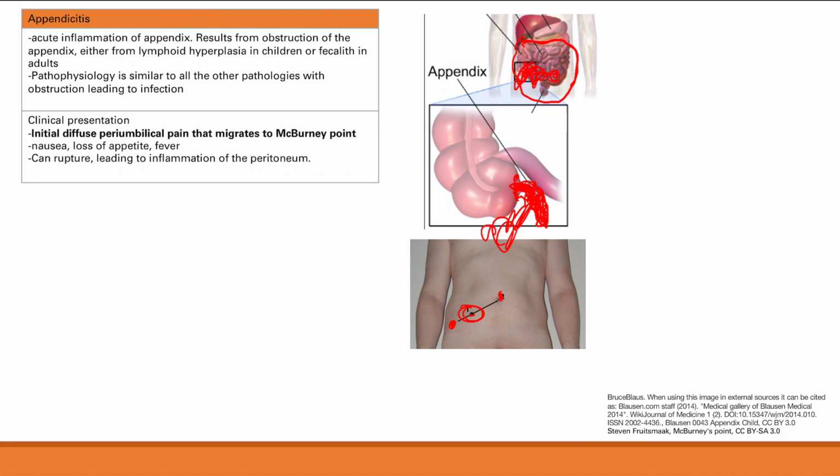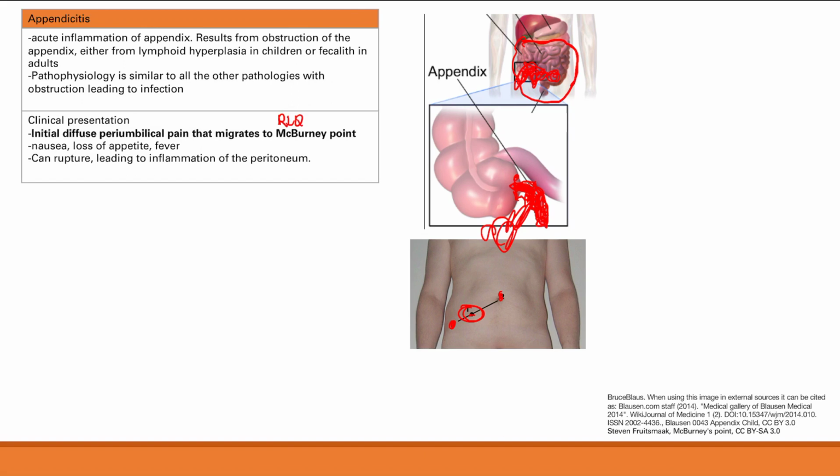Okay, the other symptoms you can get are nausea, vomiting, loss of appetite, and fever. Okay, but the key thing here is that diffuse periumbilical pain that moves to the right lower quadrant, the McBurney point, and you can have all these associated GI symptoms. Again, like I told you, if you don't do anything about it, eventually you're going to get rupture. You're going to get inflammation of the peritoneum, which leads to peritonitis.